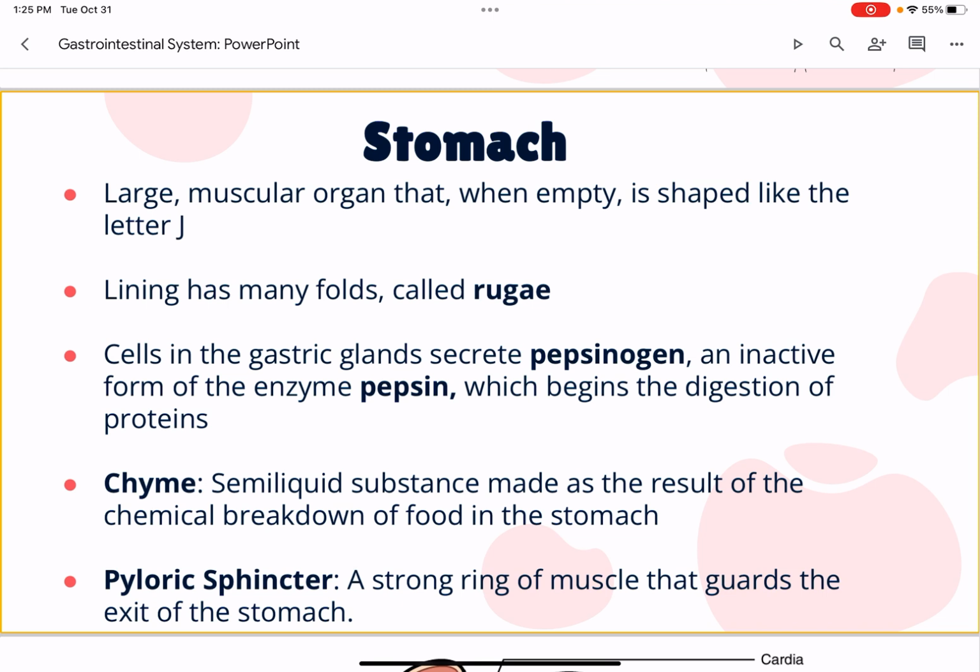Cells in the gastric glands also secrete pepsinogen, which is an inactive form of the enzyme pepsin, which begins the digestion of protein. As food is digested over a 3 to 4 hour period, it is converted to chyme, which is a semi-liquid substance made as the result of chemical breakdown of food in the stomach. The pyloric sphincter is a strong ring of muscle that guards the exit of the stomach. When it relaxes, chyme is ejected into the small intestine.